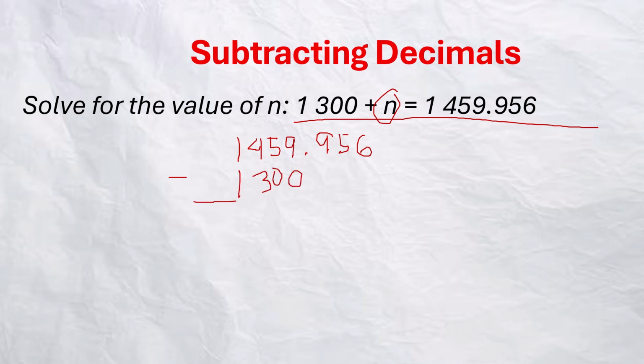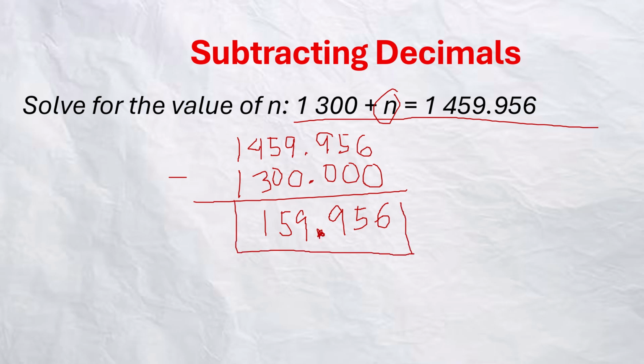1300. So we need to put a decimal point here and 3 zeros. So 6 minus 0 is 6, 5 minus 0 is 5, 9 minus 0 is 9, 9 minus 0 is 9, 5 minus 0 is 5, 4 minus 3 is 1, 1 minus 1 is 0. Then copy the decimal point. So the answer now is 159.956.